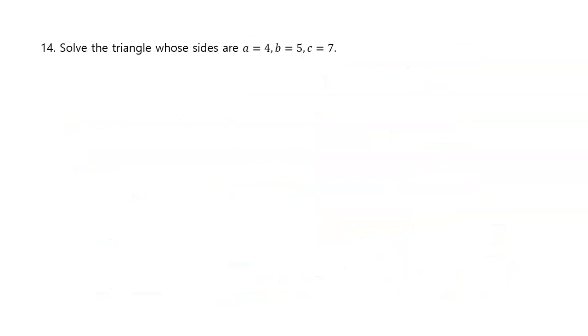Okay, solve the triangle whose sides are A, B, C. Well, it's all given: 4, 5, 7. All right, so you have 4, and then 5, and then this is 7. And because this is A, this angle should be A. This is B, so this angle should be B, and this is C. Okay, this will be C.